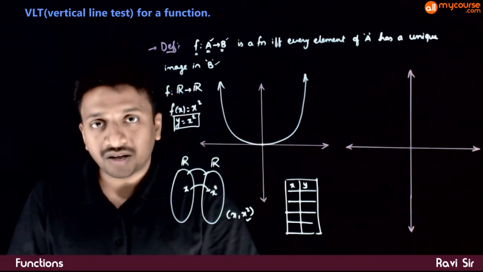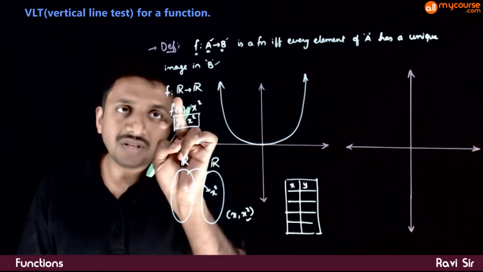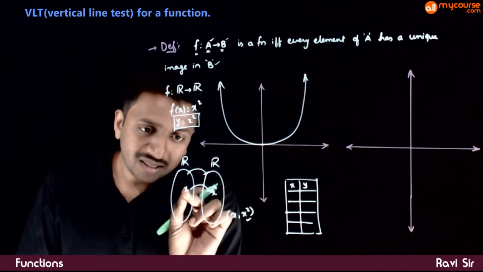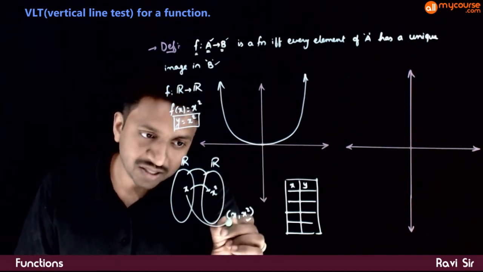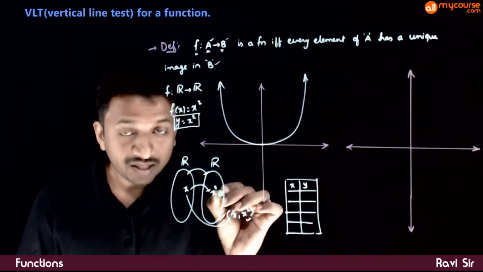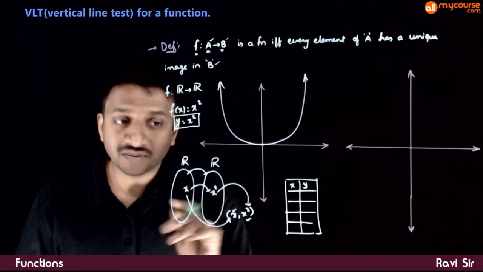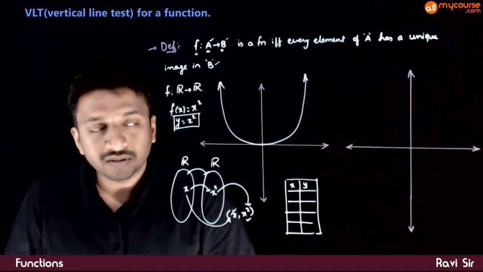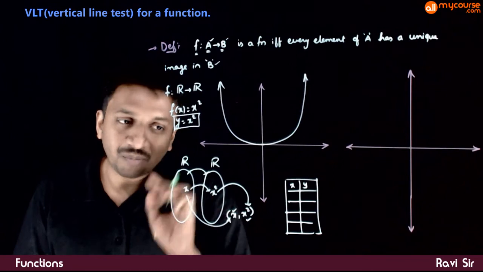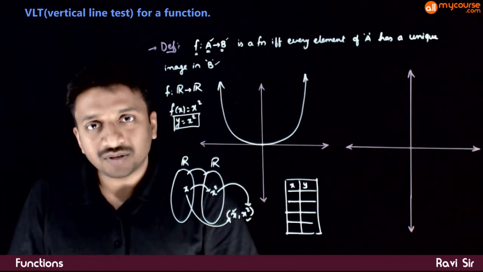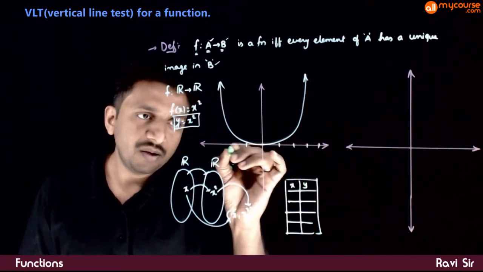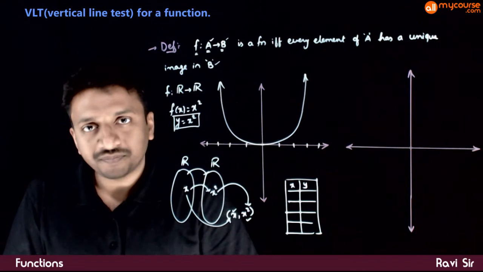Now is this a function or not? How do we check? As we know, this function is defined from real numbers to real numbers. So the first coordinates represent the x coordinates. The elements in the first set represent the x coordinates of the point. The elements in the second set give the y coordinates of the point. That means the x-axis contains the elements of the domain, and the y-axis contains the elements of the codomain.